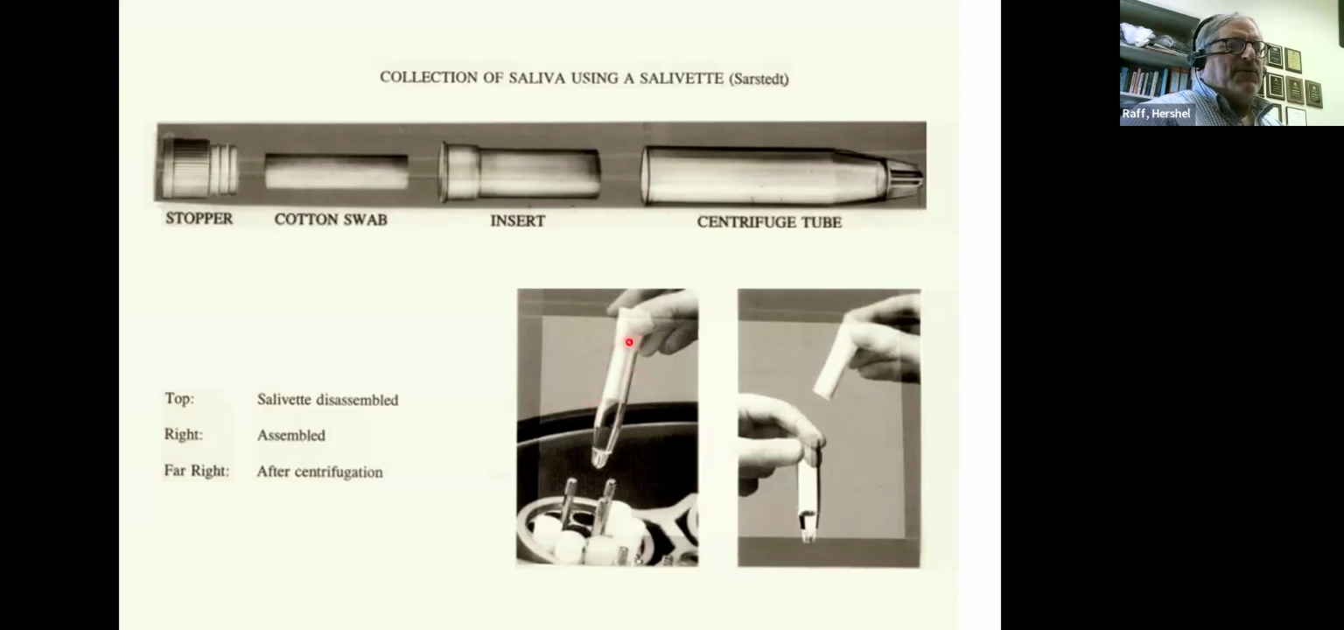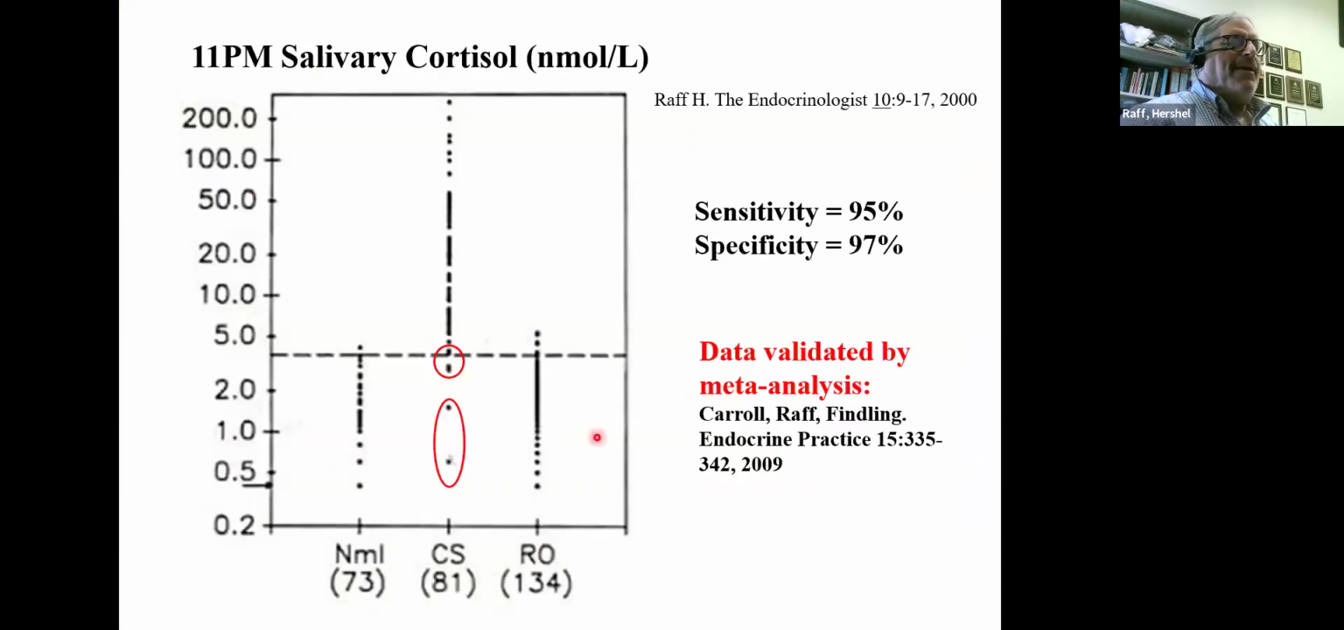Then when this thing is put in a centrifuge, the salivette, it wrings the saliva out of the cotton and it collects in the bottom right there. And we can measure cortisol, we can measure all kinds of things in the saliva, mostly steroid hormones, but other things as well. But we're just talking about cortisol today. So we did a study. I can't believe it's almost 25 years ago that we published it.